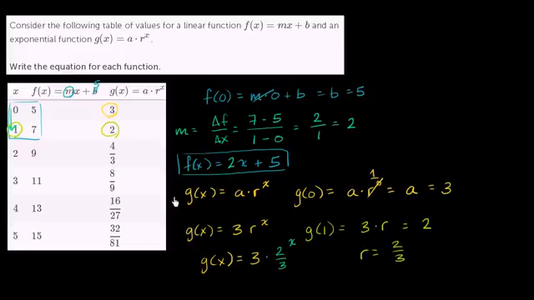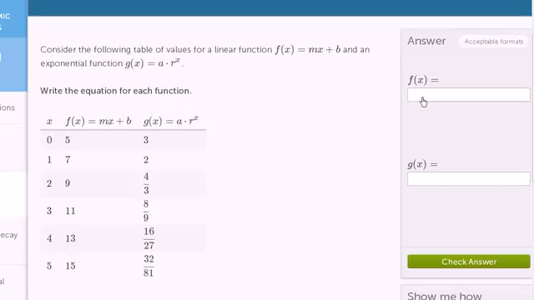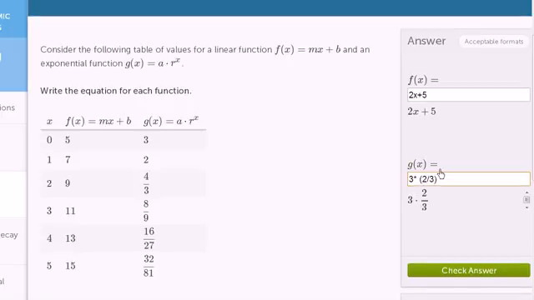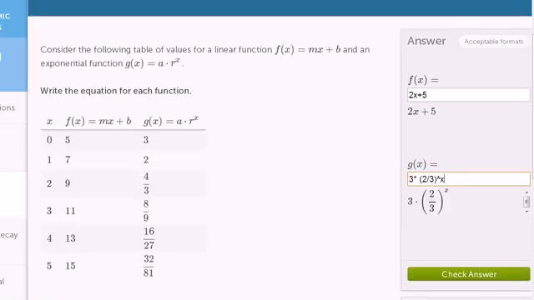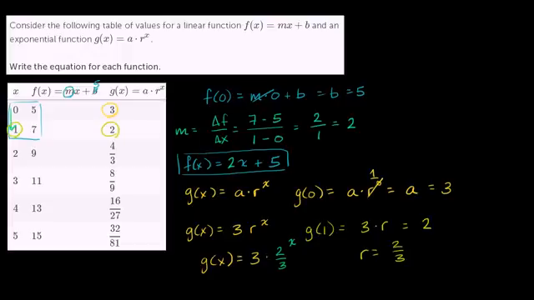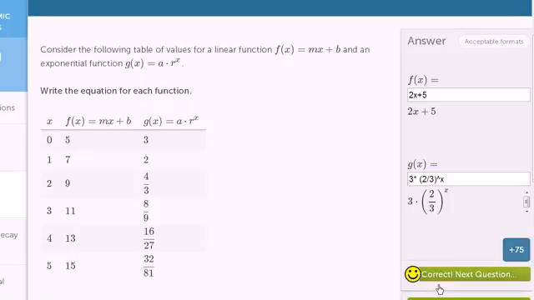So let's actually just type that in. So f of x is 2x plus 5. And we can verify that that's the expression that we want. And g of x is 3 times 2 over 3 to the x power. Let me just verify that that's what I did there. I have a short memory. All right, yeah, that looks right. All right, let's check our answer. And we got it right.